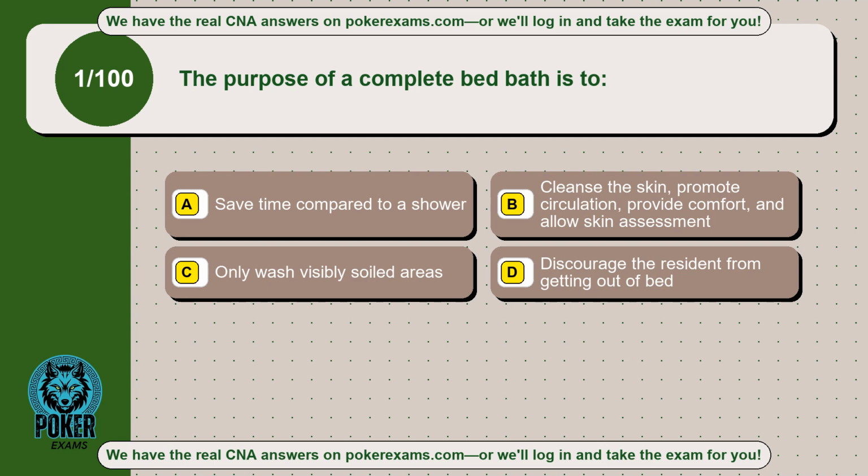Question 1. The purpose of a complete bed bath is to: Option A. Save time compared to a shower. Option B. Cleanse the skin, promote circulation, provide comfort, and allow skin assessment. Option C. Only wash visibly soiled areas. Option D. Discourage the resident from getting out of bed.